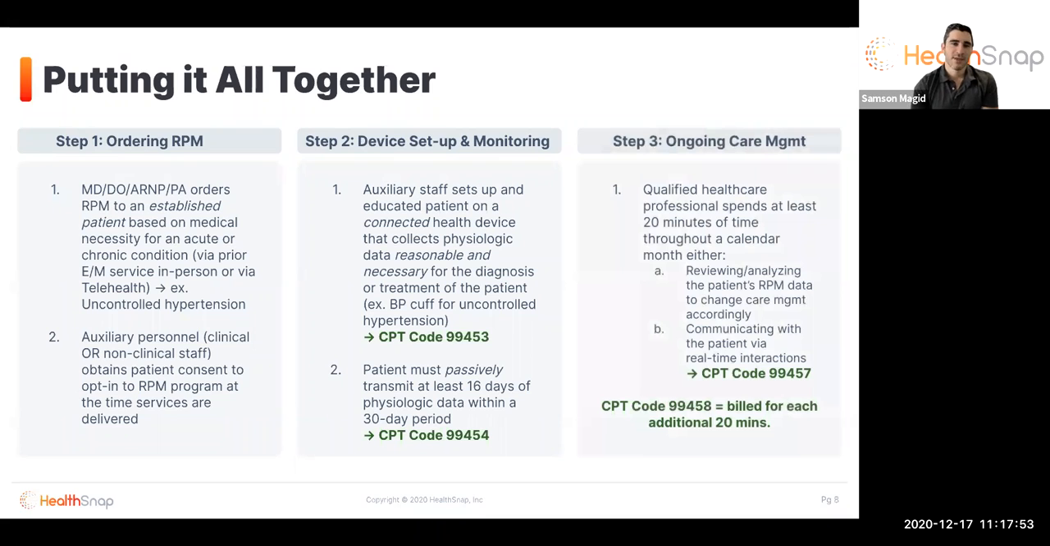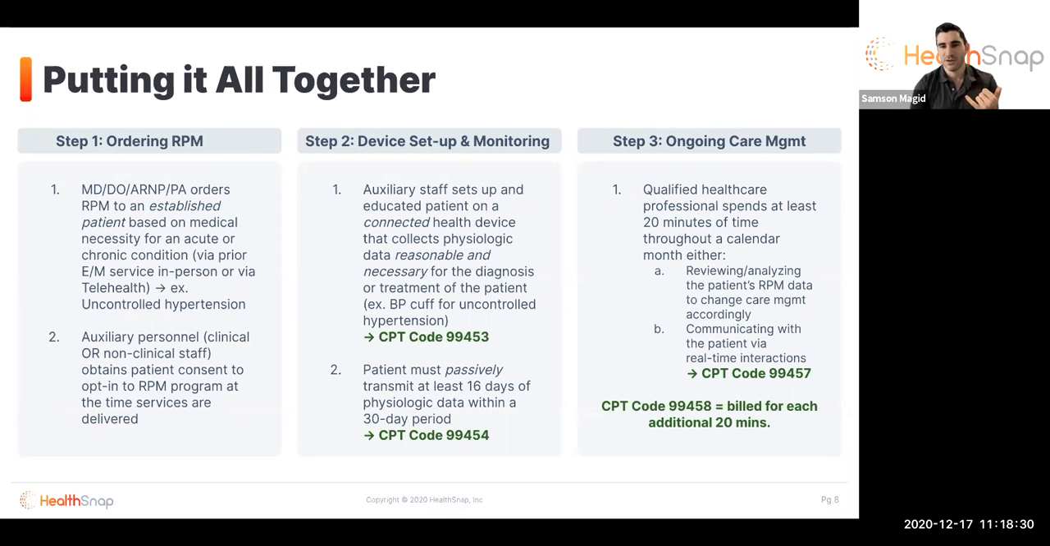And then the third is ongoing care management. So throughout that calendar month, as the data is being transmitted from the patient's home to the care providers, the care team can now proactively manage that patient's care plan and treatment plan and adjust things in real time. So again, this can be a medical assistant, a nurse, anyone that the ordering provider deems as a qualified healthcare professional. That time element, the 20 minutes of time, can now include reviewing or analyzing the patient's data as it comes through to adjust the care plan, and or communicating with the patient via a real-time interaction.